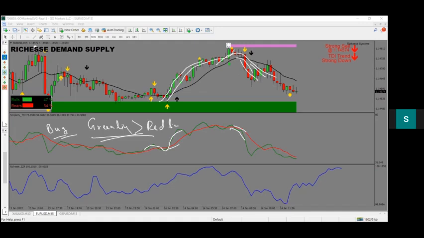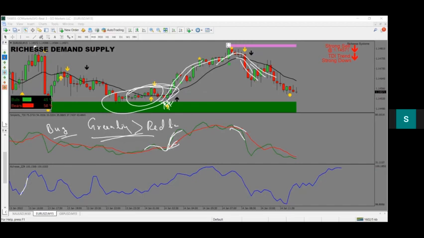So you need to look for two signals. First, you should be in the buy zone, in the demand zone, and we should have the arrows pointing up, that is the buy signal, along with the green line being above the red line. Okay, it should be above this. And what is this? This is momentum. It shows whether there is any momentum in the trend or not.